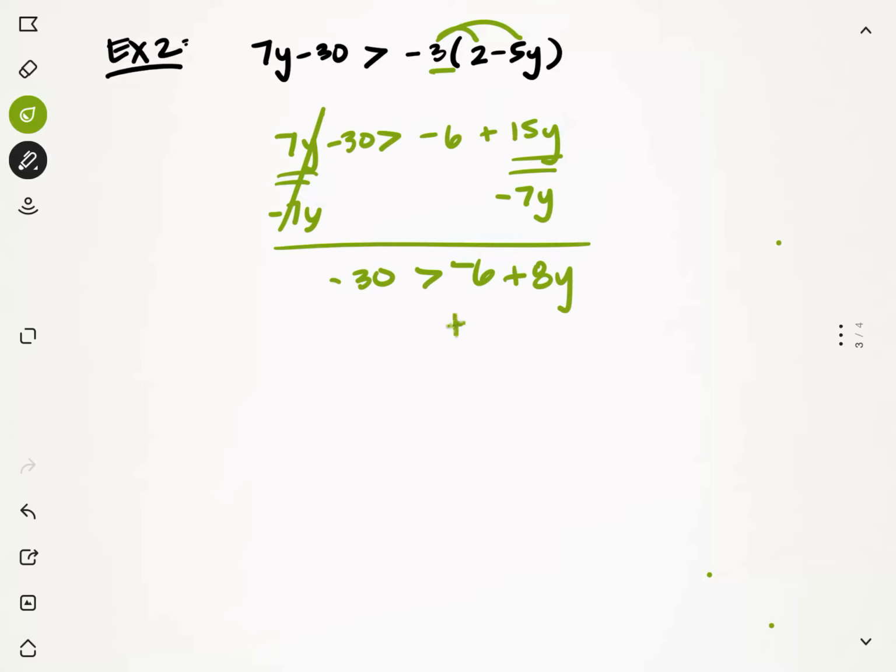We're going to do our solving from here. We're going to add our 6 to both sides of our inequality. Negative 30 plus 6 is negative 24. Negative 6 plus 6 is 0. That's the whole reason we did that. And then we have our 8y drop down.